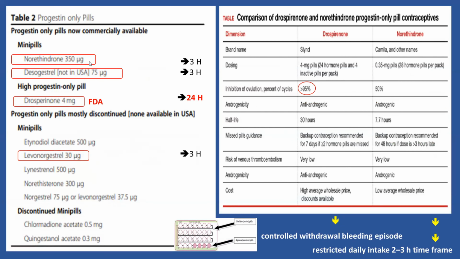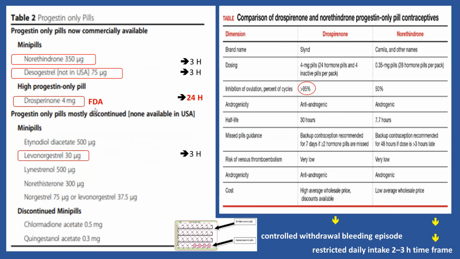If we are talking about progestogen-only pills, we have norethindrone 350 micro, the desogestrel 75 micro, and levonorgestrel 30 micrograms. And all these are used in different parts of the world.